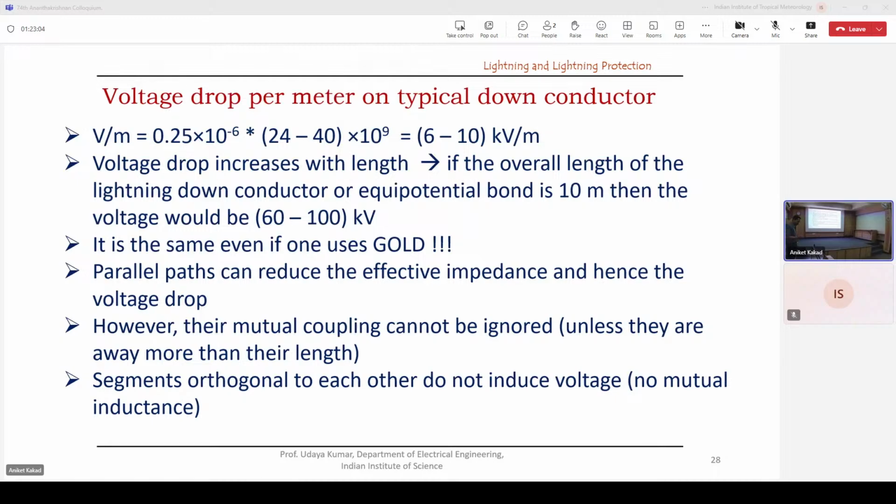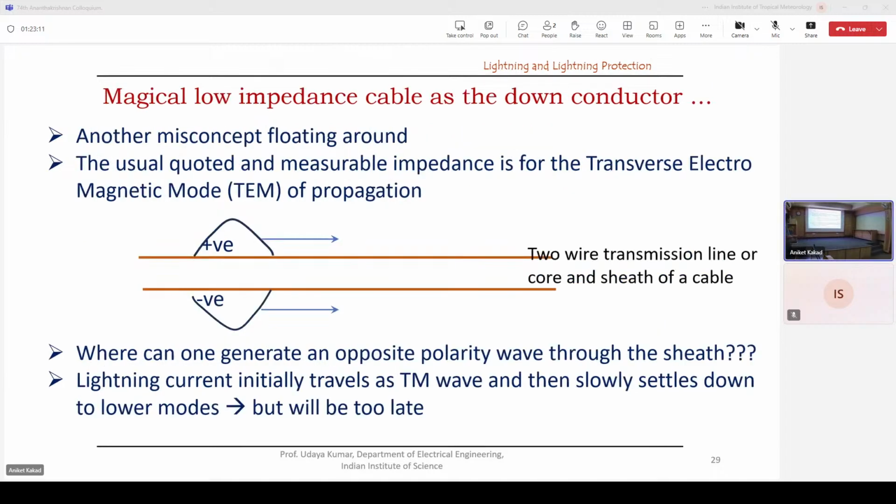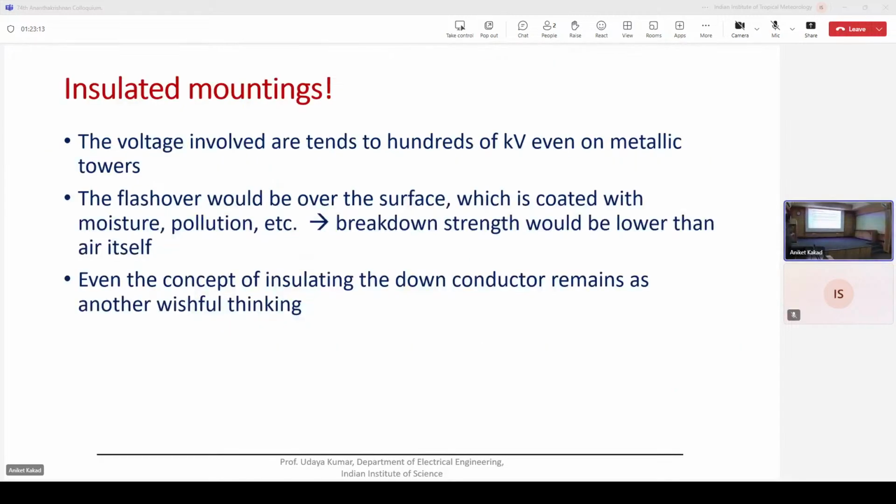Putting parallel paths is good. However, kindly note, there is mutual coupling, so it's not divided by the number of parallel paths. And there is something else I will skip because of time. This concept I will cover in more detail.